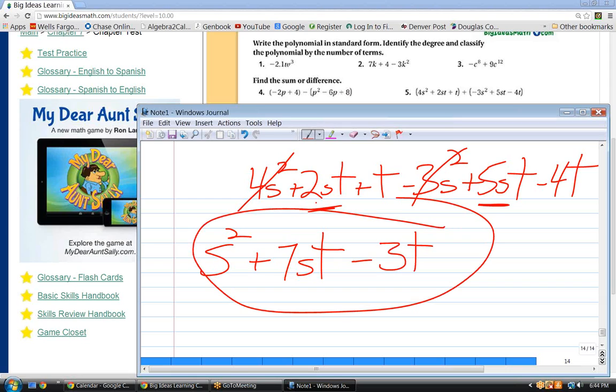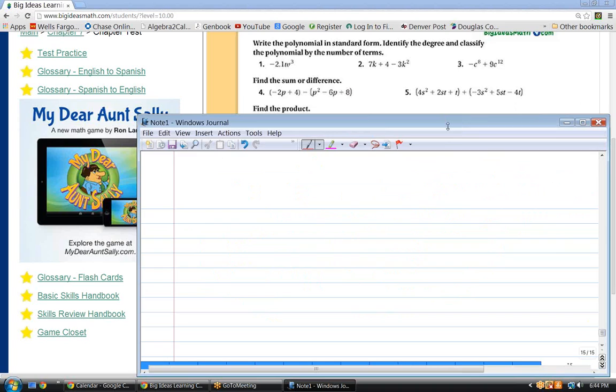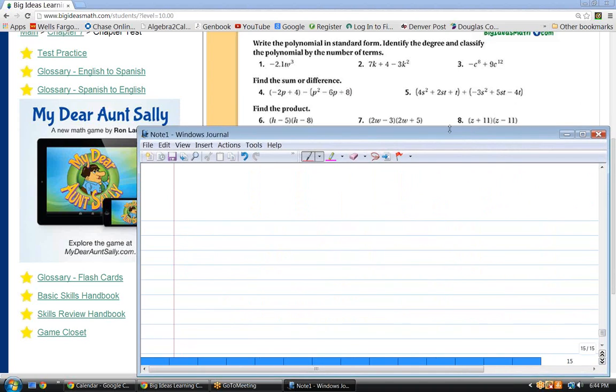Let's not talk about factoring that. They didn't ask us to factor it. They just asked us to add the two polynomials together. That's an advanced factoring problem that you're not quite ready for yet. Okay, let's find the product.